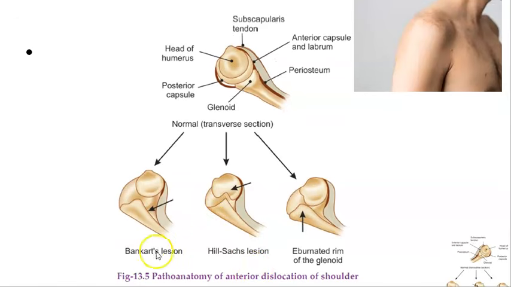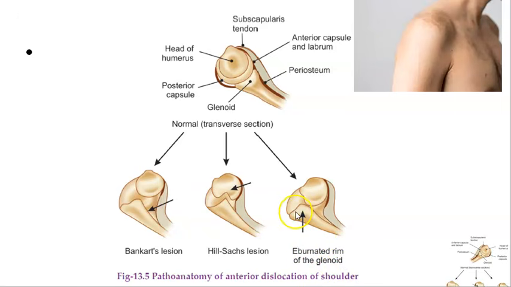Okay. Now, what are the pathological changes? What can you see? Pathoanatomy of anterior dislocation of the shoulder. You will see Bankart's lesion. What is Bankart's lesion? Basically, there is stripping of the glenoid labrum. So, glenoid labrum stripping. Okay. Then what is this? Hill-Sachs lesion. Depression of the humeral head. And then this one is the eburnated rim of the glenoid.